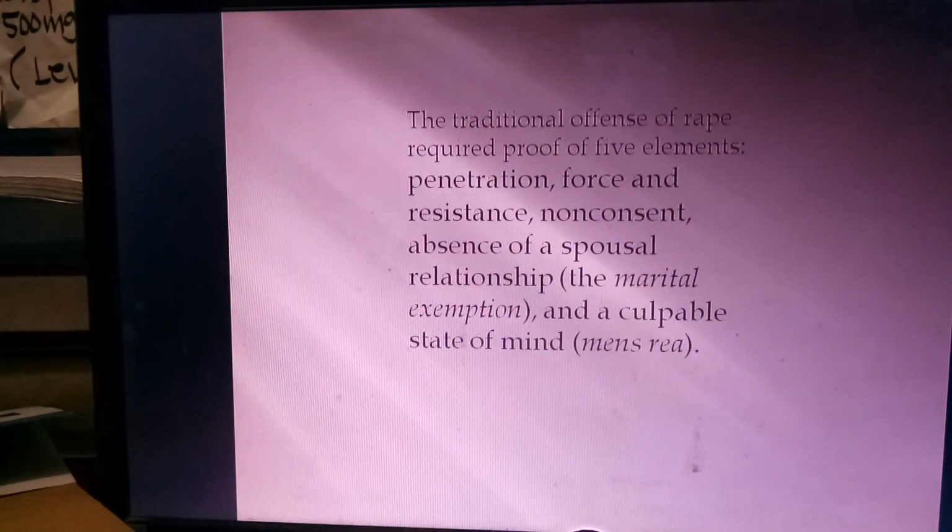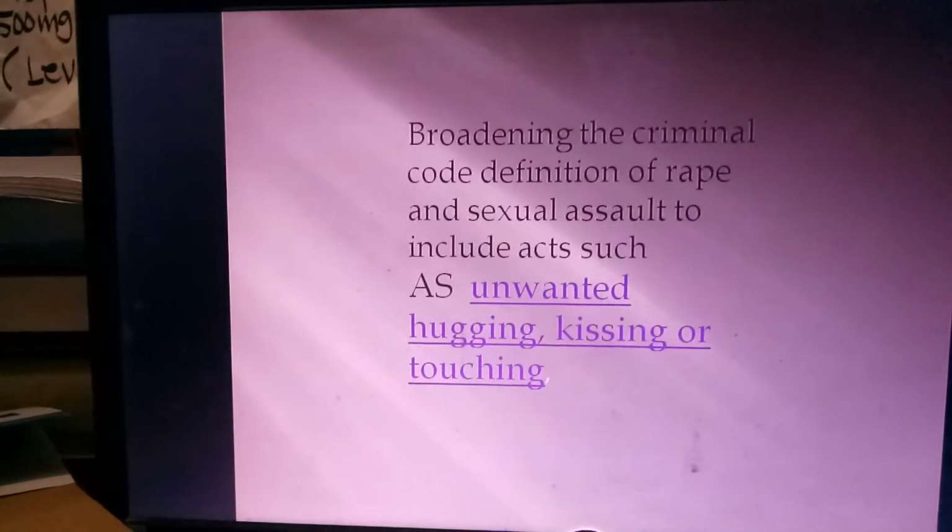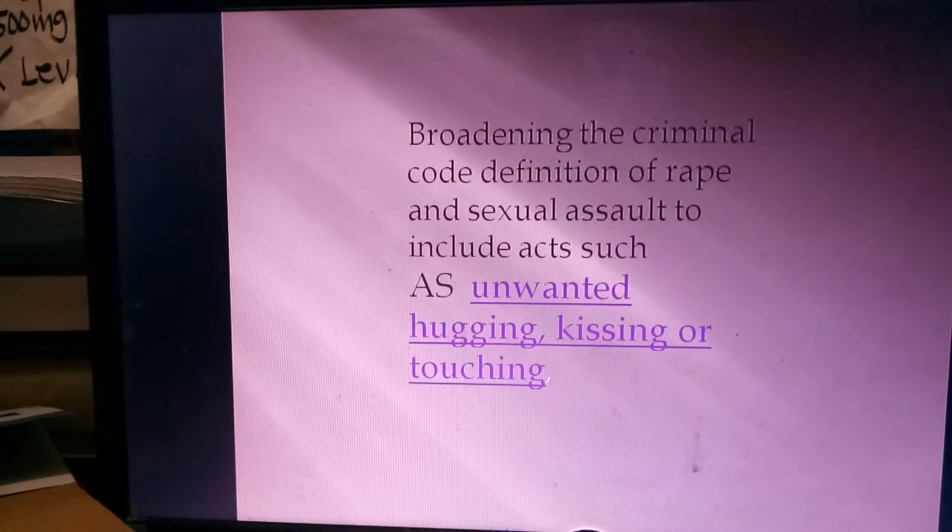In the past, the traditional offense of rape required proof of five elements: penetration, force and resistance, non-consent, absence of a spousal relationship, and a culpable state of mind. But at present, additional requirements were added, broadening the criminal code definition of rape and sexual assault to include acts such as unwanted hugging, kissing, or touching.